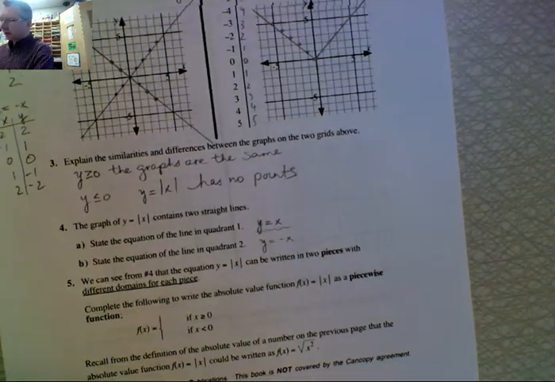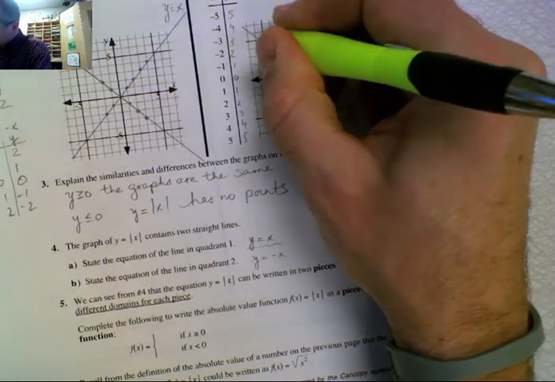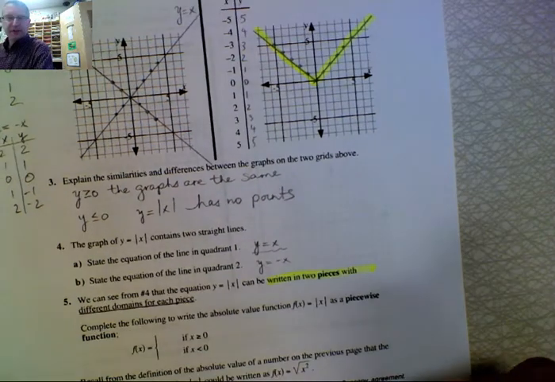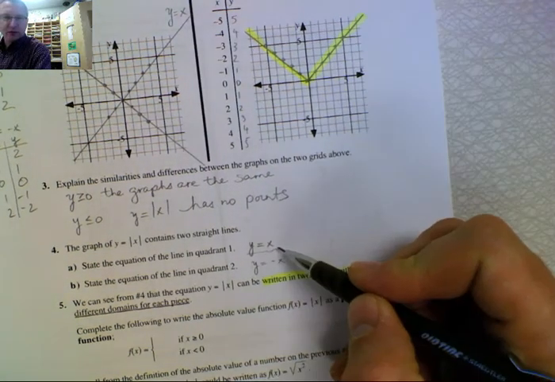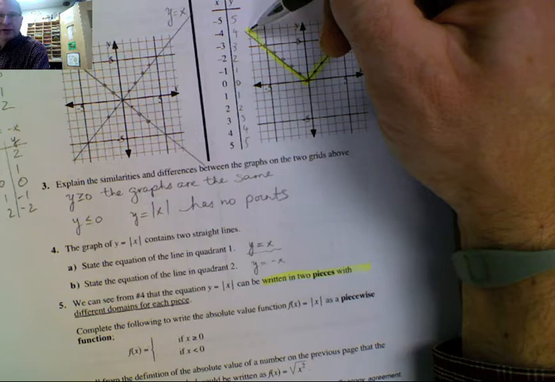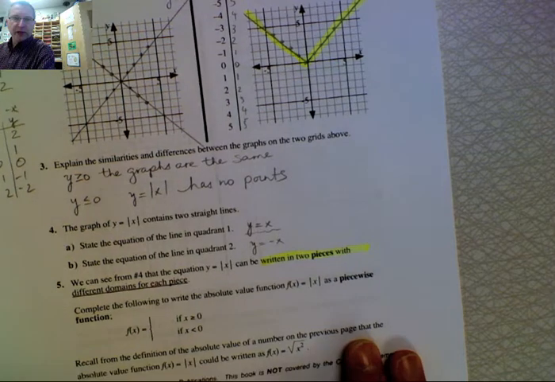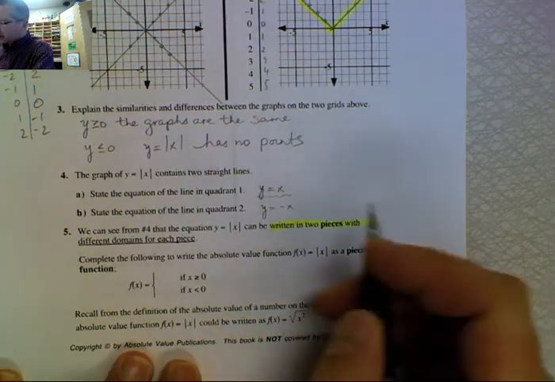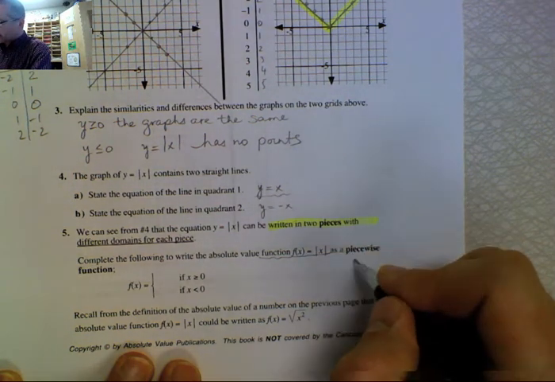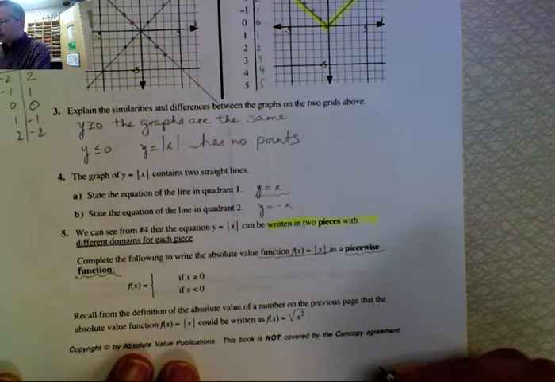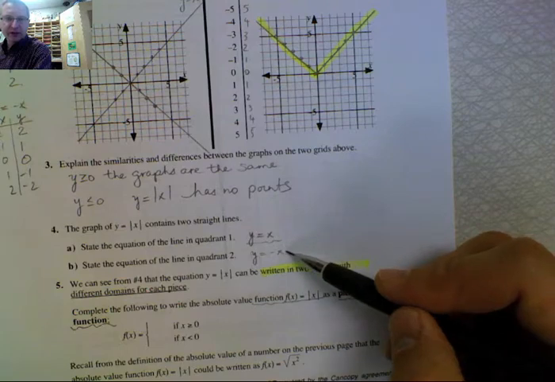So basically what they're telling us is that this graph of the absolute value function is actually made up of two pieces. It's made up of the right-hand portion, which is the function y equals x, and the left-hand portion, which is the function y equals negative x. So what ends up happening is we can express f of x equals the absolute value of x as what's called a piecewise function. We can express it as two different functions or two different graphs.